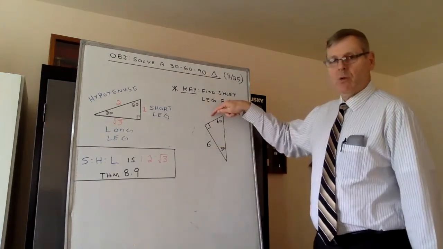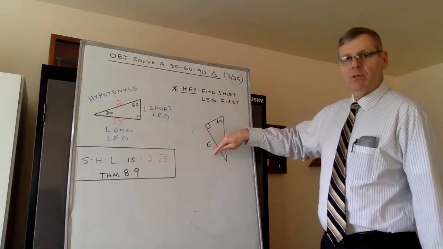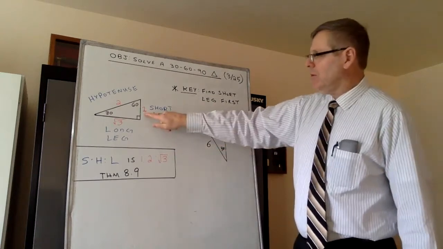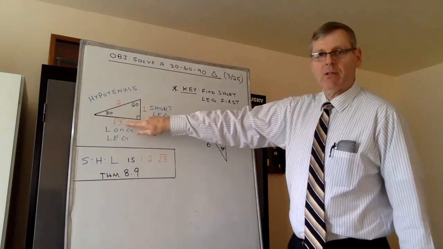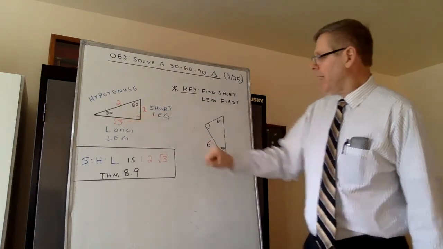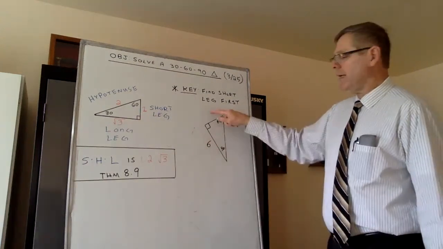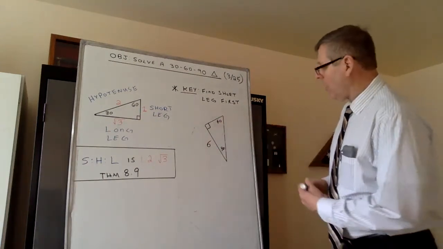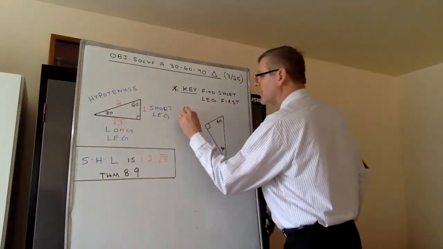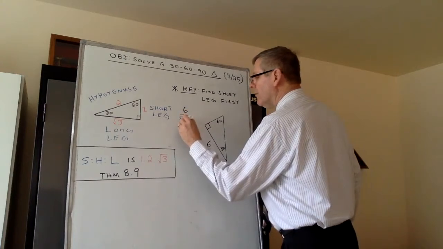If I knew the short leg, what would I have to do to it to get the long leg? If I knew the short leg, I'd have to multiply by the square root of 3 to get to the long leg. So if I know the long leg and I want to get back to the short leg, all I really need to do is take 6 and divide by the square root of 3.